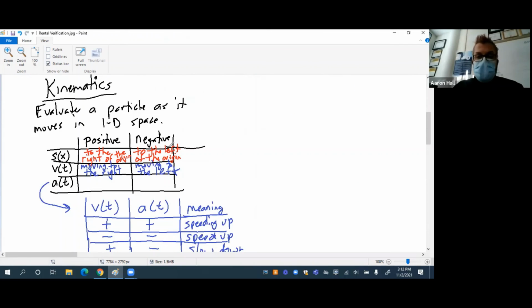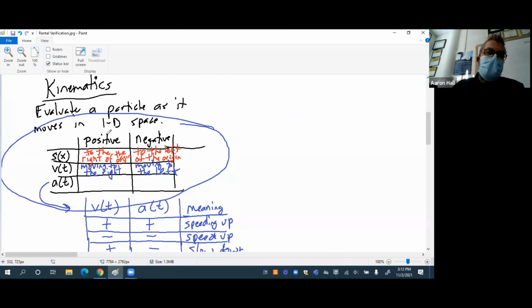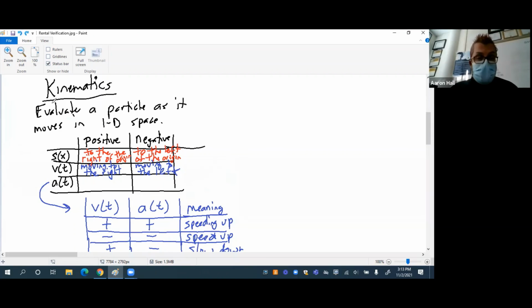What about this part? Was this confusing? Okay, let's talk about this again. If your S of t is positive, what does that mean? Your position is to the right of the origin. What if it's negative? Your position is to the left of the origin. What if your V of t is positive? You're moving to the right. Can you be on the left but moving to the right? Yeah, you could. What about if your V of t is negative? You're moving to the left.